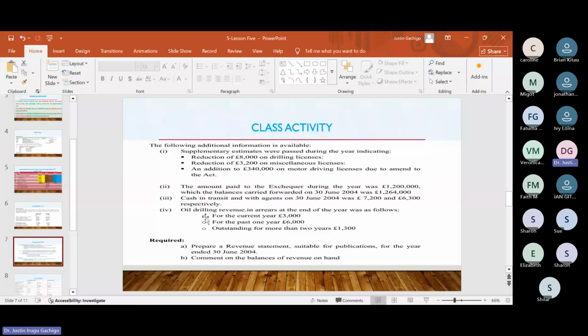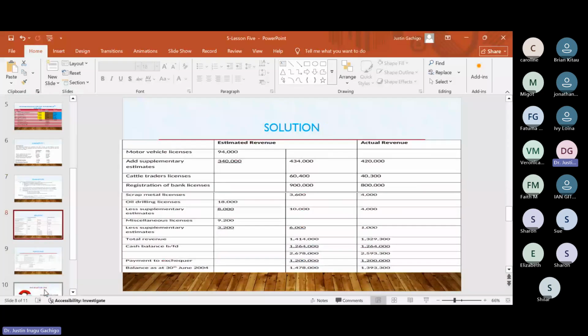Oil drilling revenue in arrears at the end was as follows. For the current year, 100 million. For the past year, 6. Outstanding for more than 2 years, we have 1.3. So you are required to prepare a revenue statement. Now, when you are preparing this revenue statement, you prepare with in mind the adjustments that you have made. So again, you draw the same columns that we did last time.